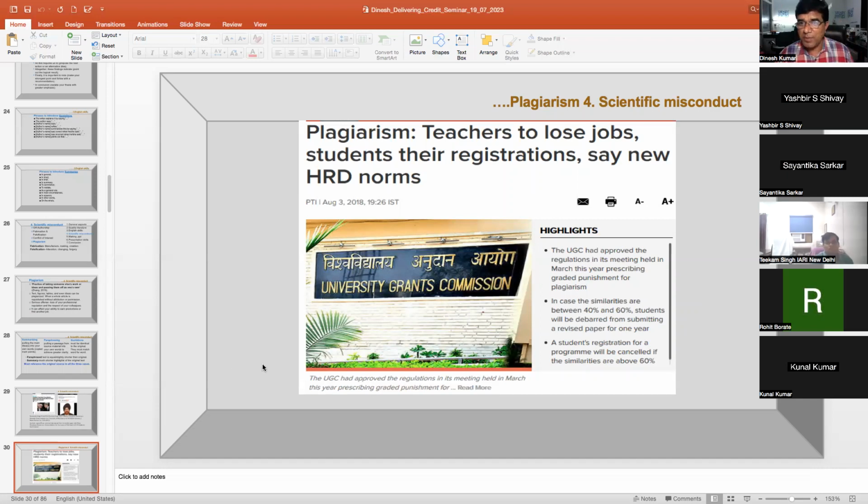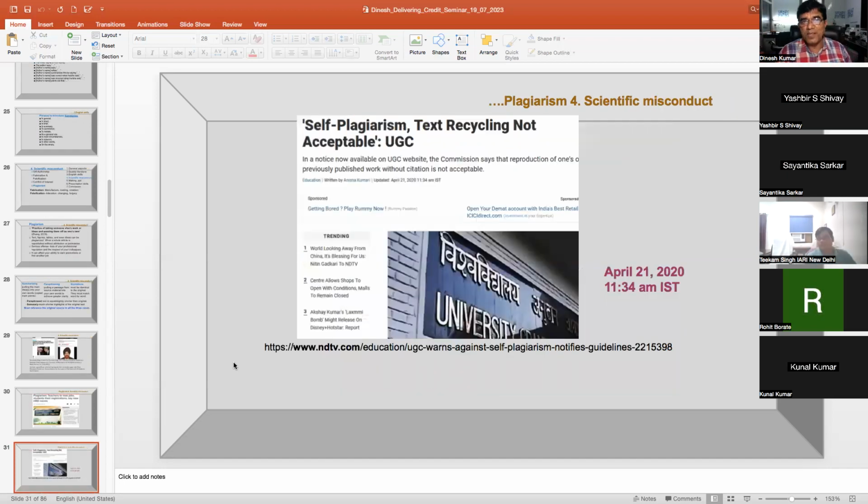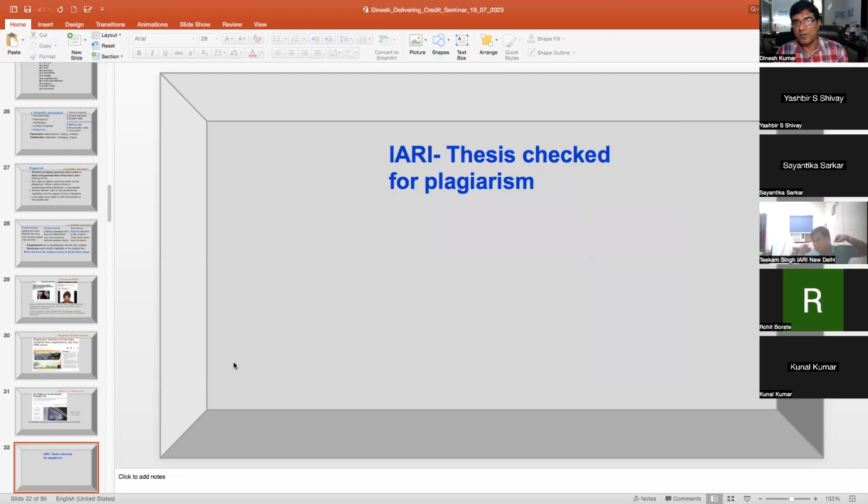Degrees also, and maybe Professor Das. I would request Professor Das to tell you more about plagiarism, because now your PG school is very serious about plagiarism and they are checking your thesis for plagiarism. Some software is also there.